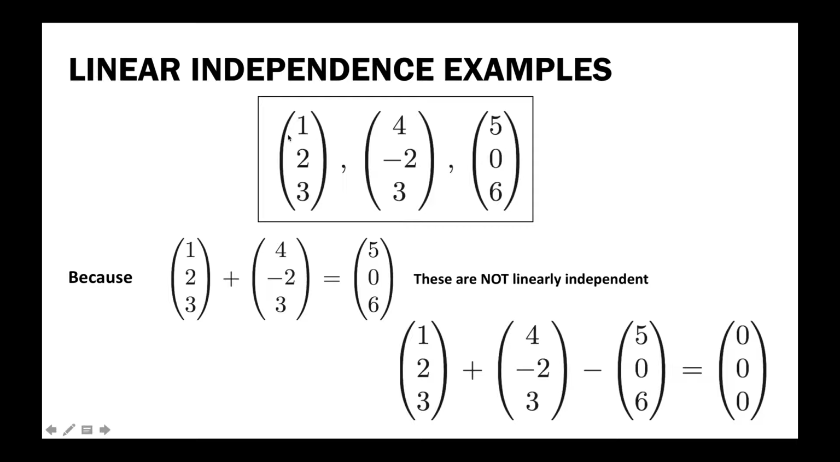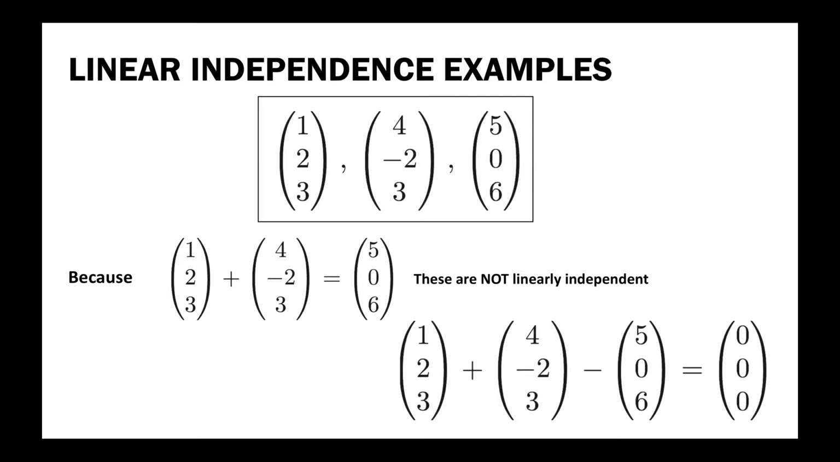All right, let's see if we can compute whether this set of vectors is linearly dependent. Well, we know that if we add 1, 2, 3 and 4, minus 2, 3, we get 5, 0, 6, which is our third vector. So these vectors are not linearly independent because I can form a linear combination of them, 1, 2, 3 plus 4, minus 2, 3 minus 5, 0, 6, and that gives me 0. So there is a non-trivial linear combination of these vectors that gives me 0, so this set of vectors is said to be linearly dependent.